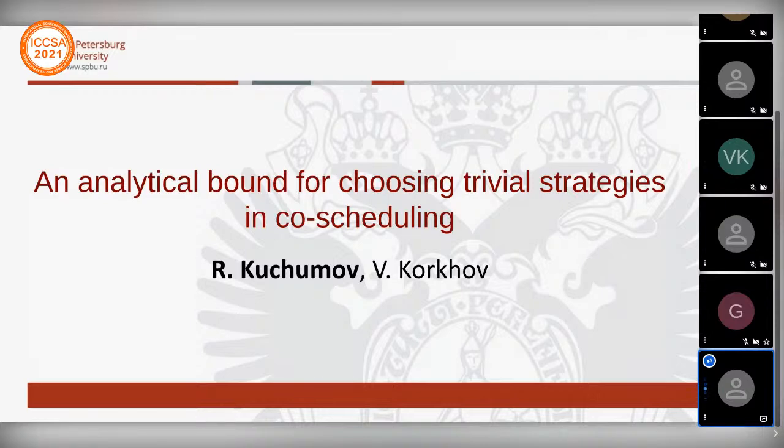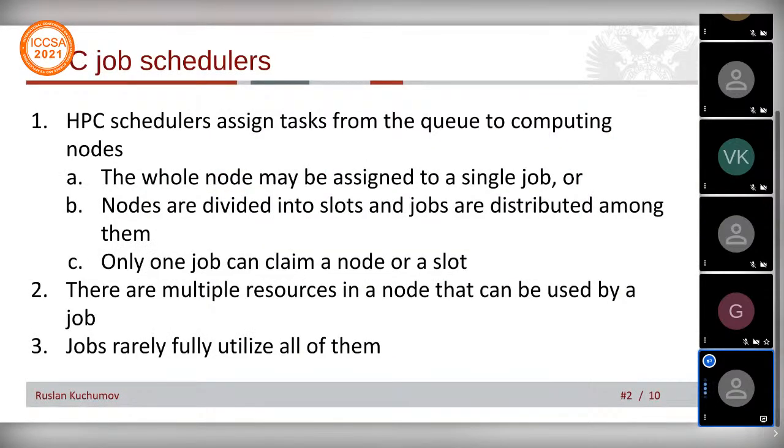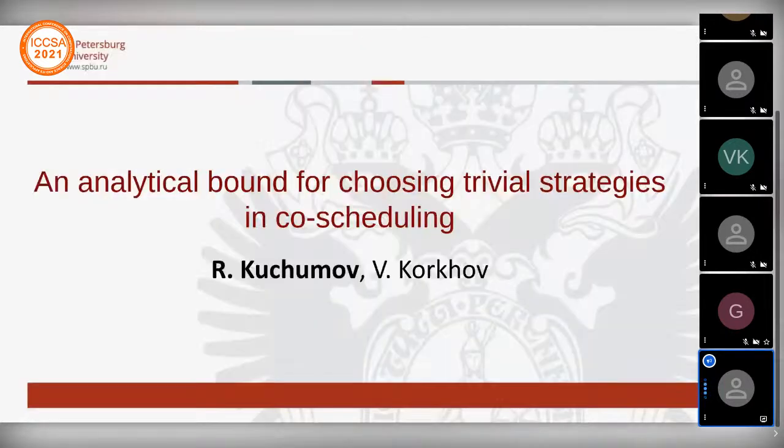The topic of my presentation is an analytical bound for choosing trivial strategies in co-scheduling. My name is Ruslan Kuchumov. I'm from St. Petersburg State University, and the co-author is Vladimir Korkhov, who is a chairman. In this talk, I'll mostly describe our work in general terms, although the title says analytical bound. I won't go very deep into math-related things because they're not that interesting to listen to and comprehend.